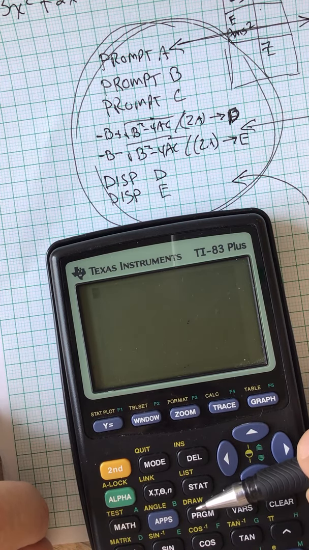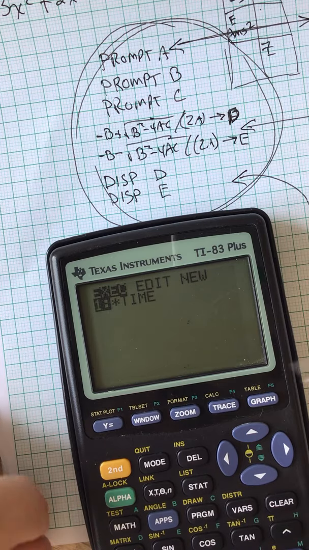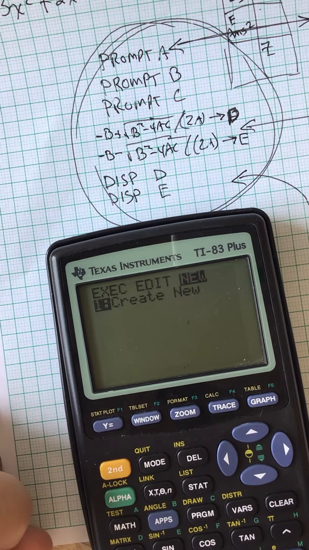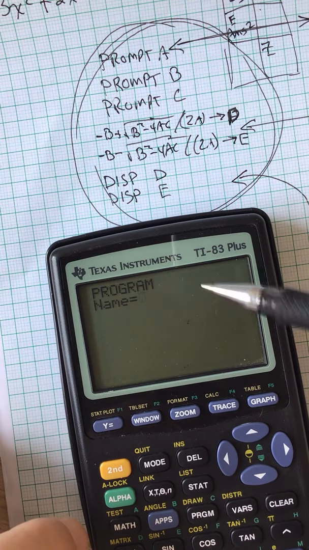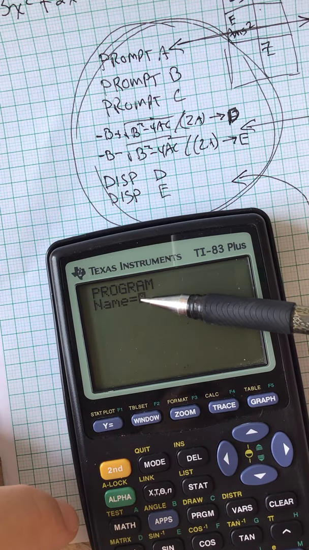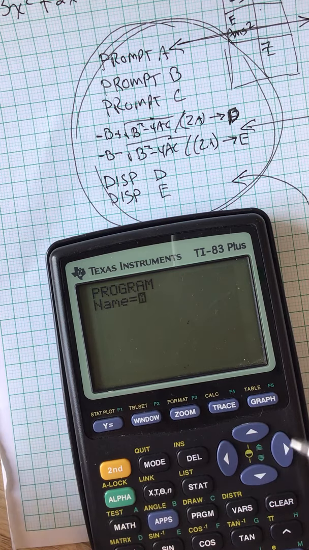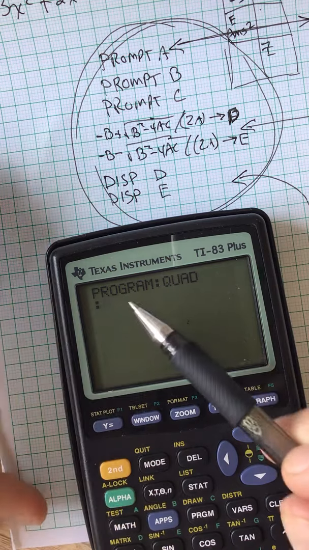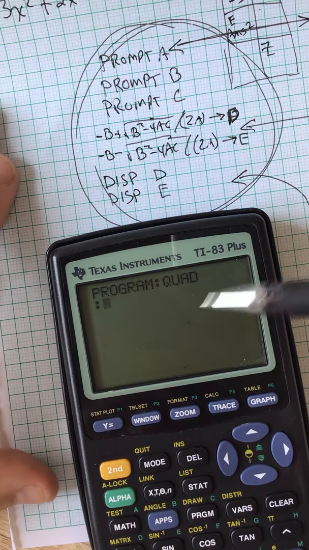All right, so here's what we do to put this program in there. We hit the program button. Okay, we want a new one. Now you have to name it. So I'm going to name it quad. So see how the blinking A is already going? That means the alpha key is already on because the programmers know you need to spell something here. So I'm going to call it QUAD on the green letters. Okay, so now I have a program called quad.